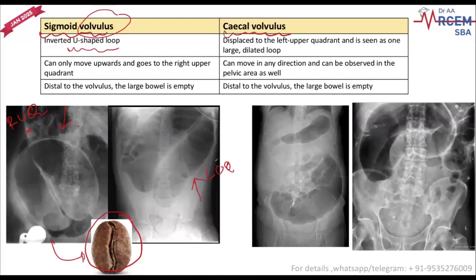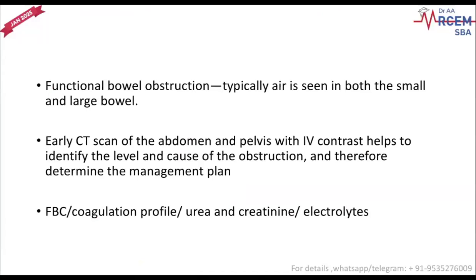What about the cecal? Cecal is basically one dilated loop. It can be anywhere in your abdominal cavity. Distal to any obstruction, always remember the bowel will be empty because nothing can pass through it. So distal to it, it will always be empty. Functional bowel obstruction is typically seen in both small and large bowel, so it will involve both the small intestine as well as the large intestine.